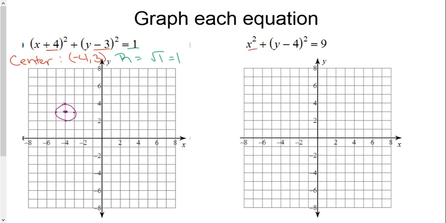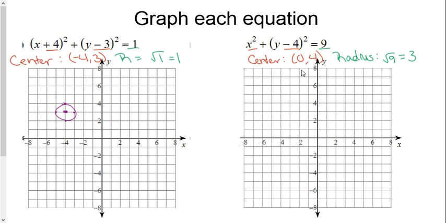Let's look at the number with x. Since there's no number here, the only number that represents nothing is 0, and 0 is its own sign. It's neither positive nor negative. Then we look at the negative 4 with the y, and it comes down as a positive 4 for the center. And then my radius. My radius is the square root of 9, which we know is 3.